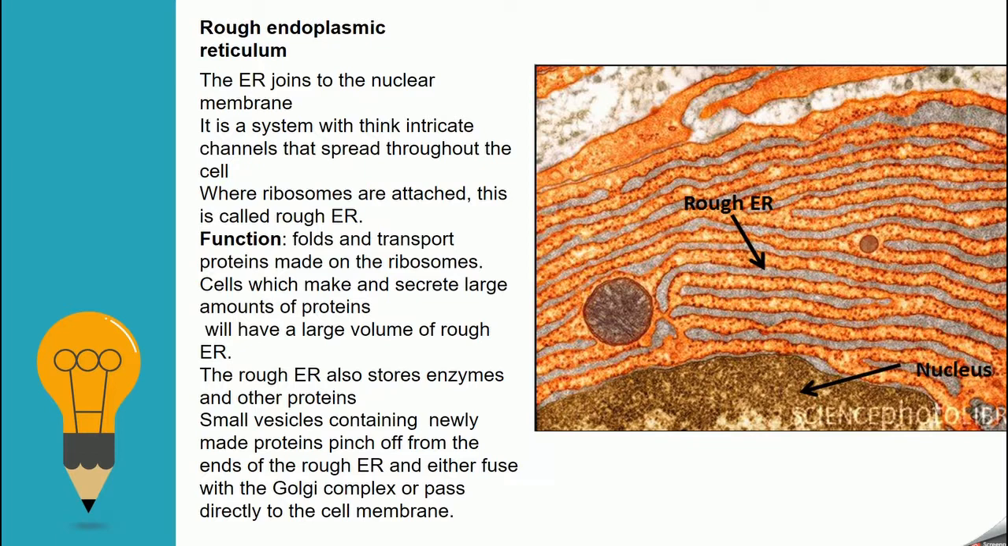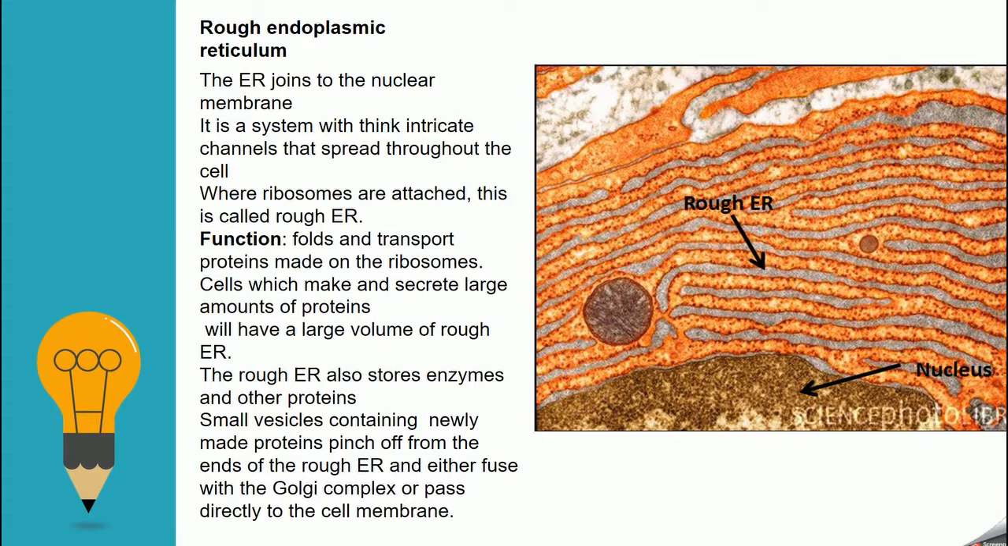Now, rough endoplasmic reticulum, abbreviated as RER. Now, the endoplasmic reticulum joins to the nuclear membrane. So you'll find this surrounding the nucleus. As you can see in this micrograph, you have the nucleus labeled at the bottom, and you have the rough endoplasmic reticulum surrounding it. So in the exam, you might be asked to identify each organelle. If you are trying to identify a rough endoplasmic reticulum, you know it will be next to the nucleus.